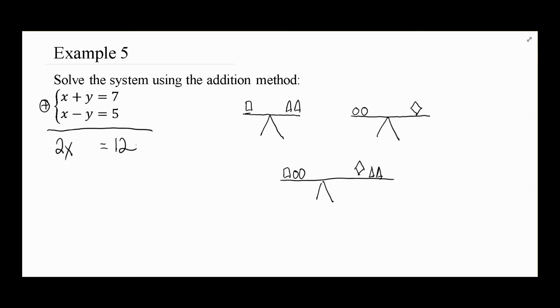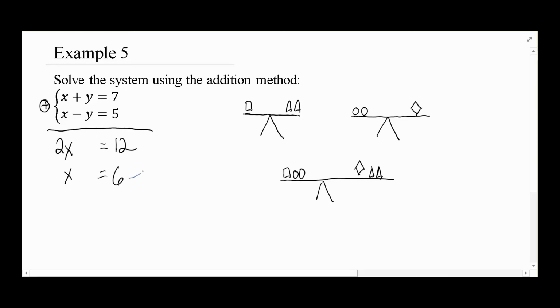So this first example I kind of handpicked. I made it what I like to call the perfect scenario. Everything worked out nice. We add together. The y is gone. Now it's easy. Divide both sides by 2. My x value is 6.